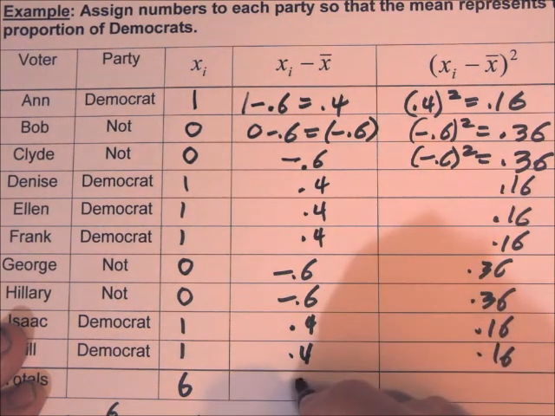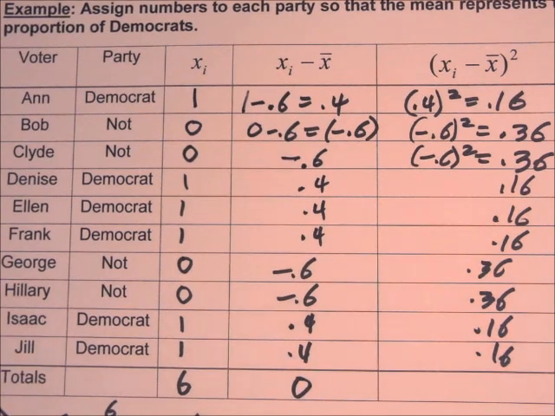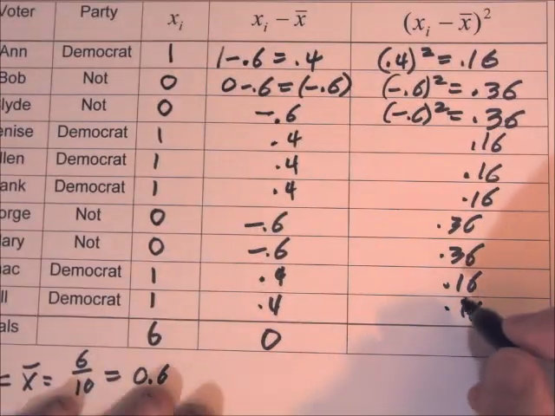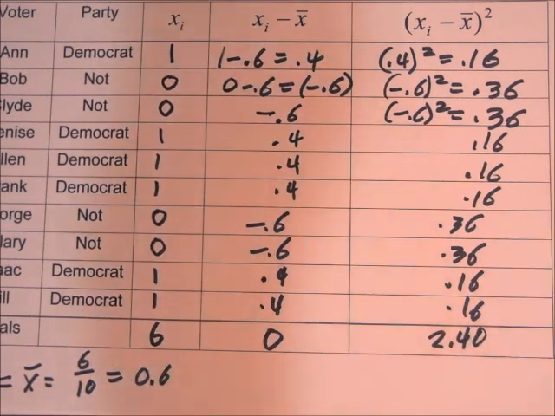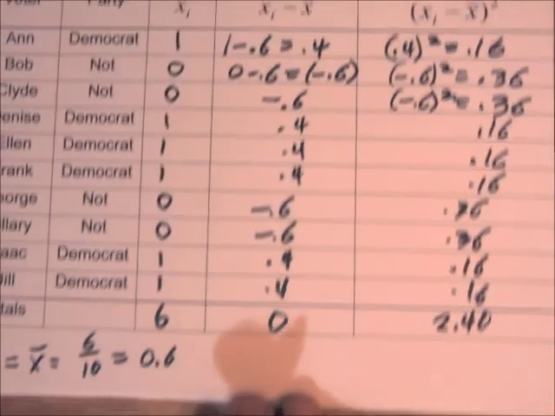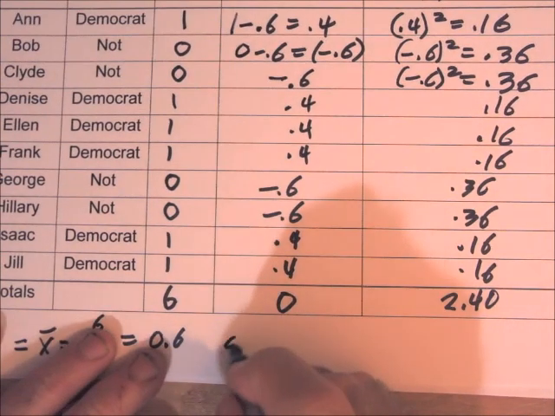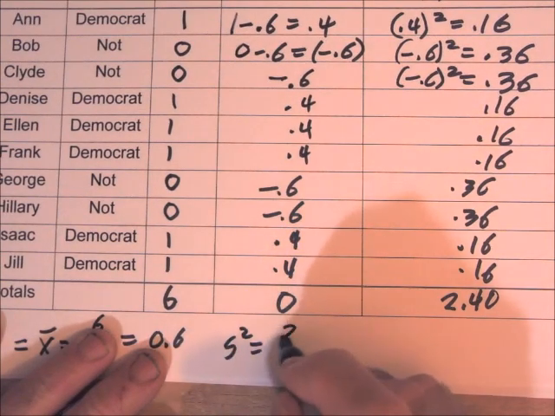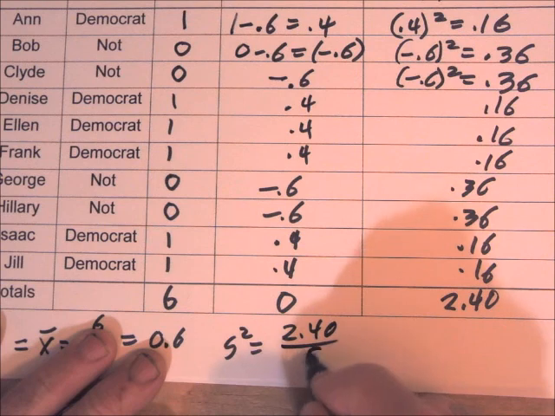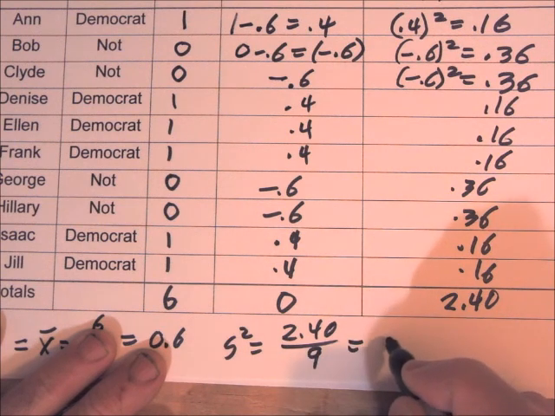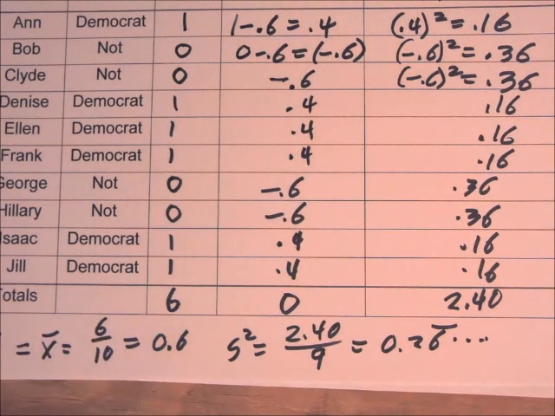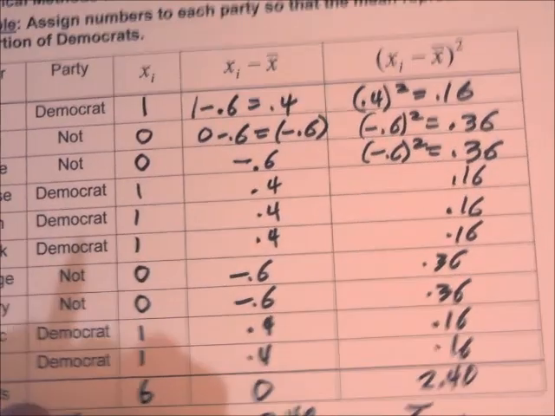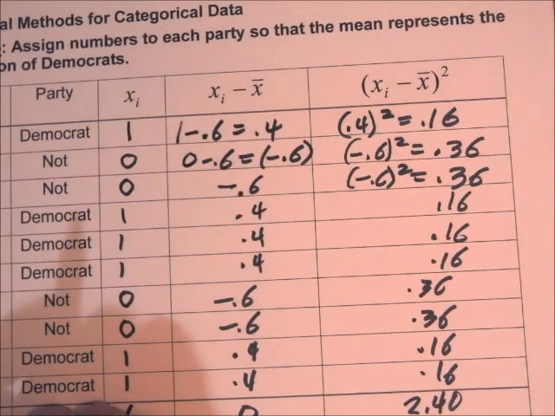Okay, so this middle column should be 0, and then the last column adds up to 2.40, and then if we divide by n minus 1, that gives us the variance. So s squared, or the variance, is the last column total divided by 9, and it comes out to be 0.26, and repeating 6s. So that's the variance.